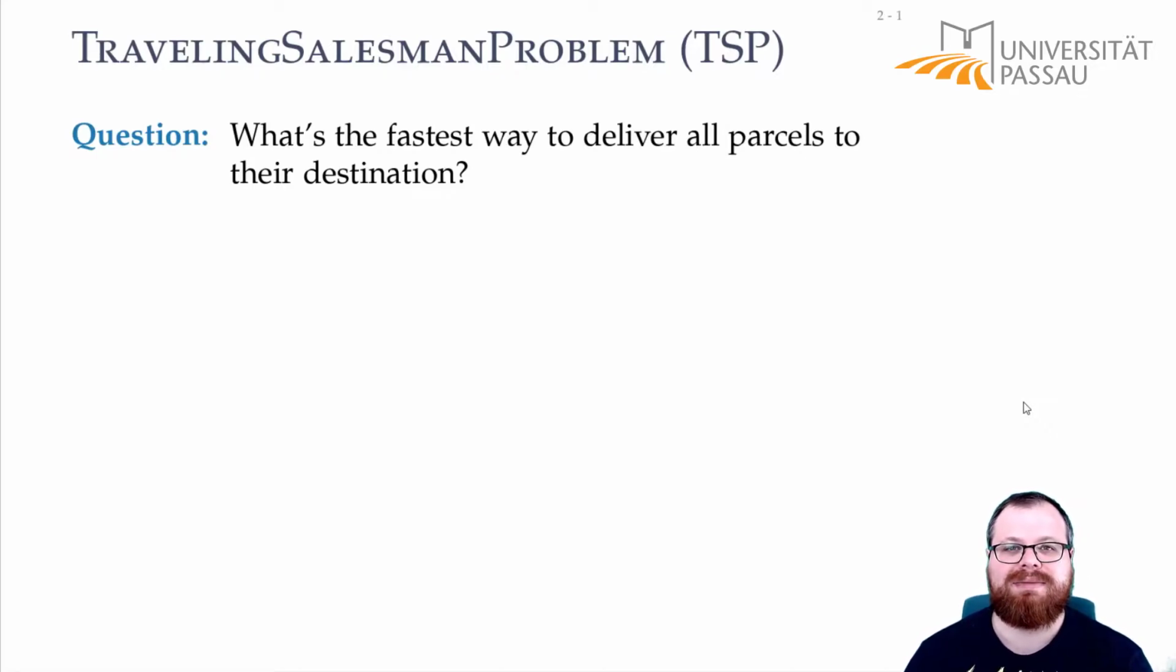So the question is, imagine you're a postman and you've got several parcels in your truck that you have to deliver to some houses. And the question is, what's the fastest way to do that? Go to all the houses and then go back to your facility. Or you can take the classic example that you're a traveling salesman and you want to visit all cities, or that you're Santa Claus and you want to bring presents to all the houses.